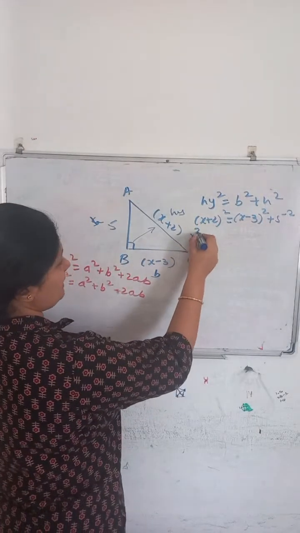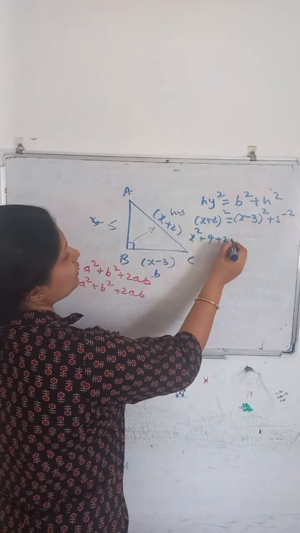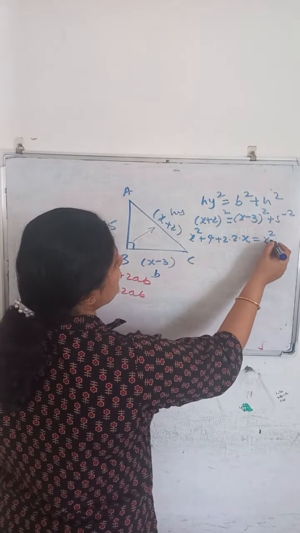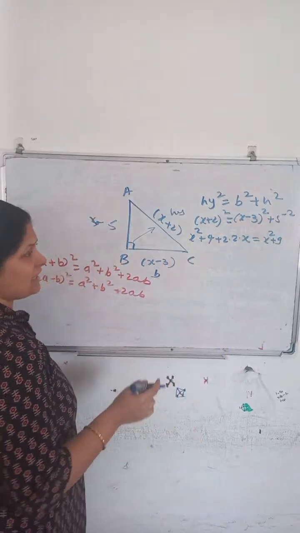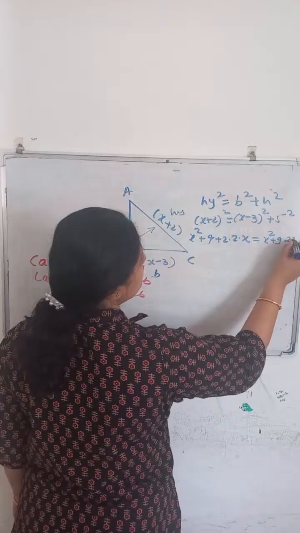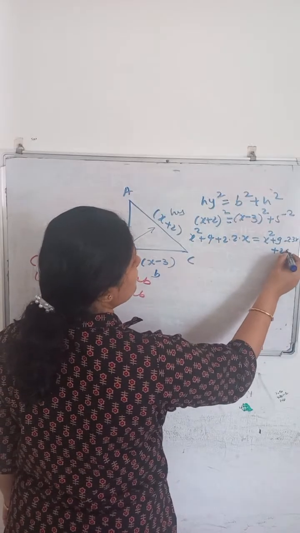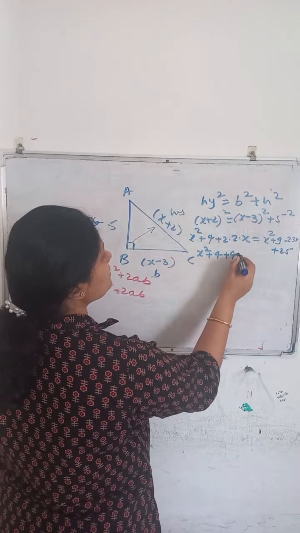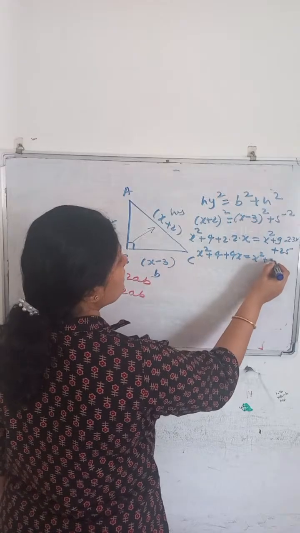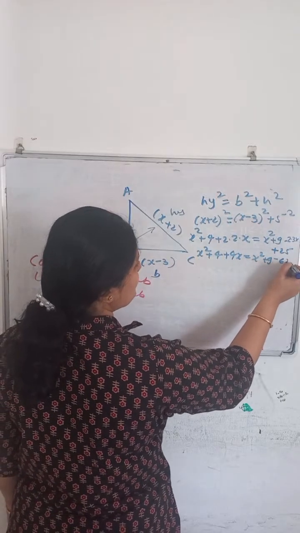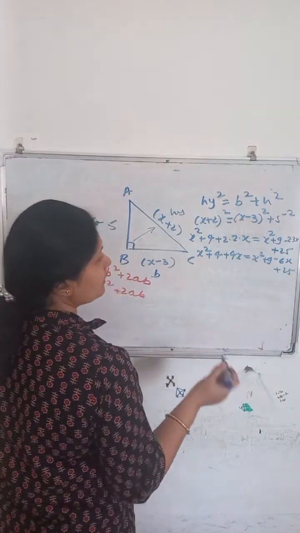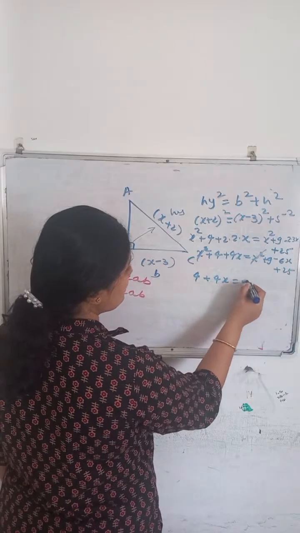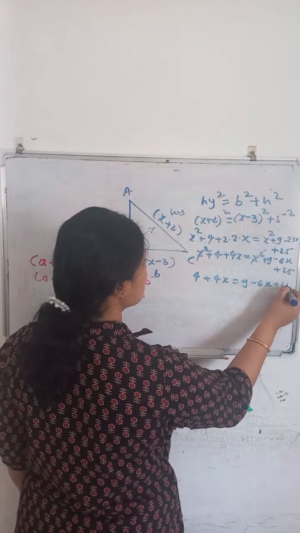So here it will come x square, 2 square is 4, 2 into x is 4x, equal to x square plus 9, since 3 square is 9, minus 2 into 3 into x, that is 6x, plus 25. So x square plus 4 plus 4x is equal to x square plus 9 minus 6x plus 25. Now x square gets cancelled. So remaining 4 plus 4x is equal to 9 minus 6x plus 25.